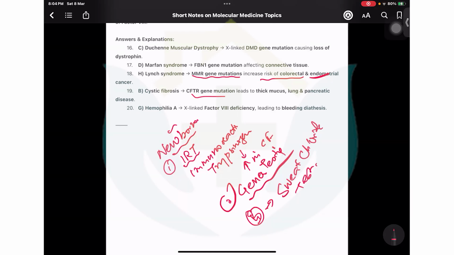Okay. So what will happen to sweat chloride? Will it increase or will it decrease? Chloride increases. So chloride is increased.